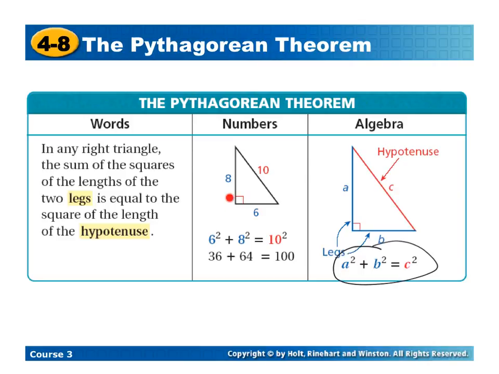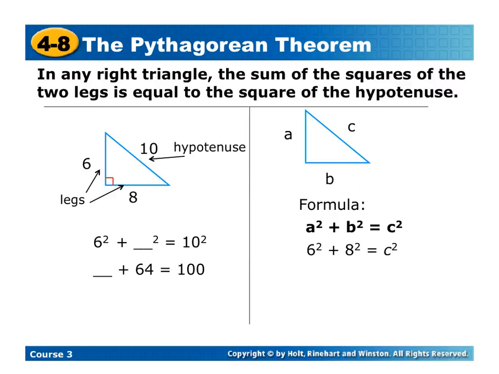Here we have an example where our legs are 8 and 6, so 6 squared plus 8 squared is the same as 36 plus 64, which is the same as 100. And our hypotenuse was 10, which is also 10 to the second power, or 100.